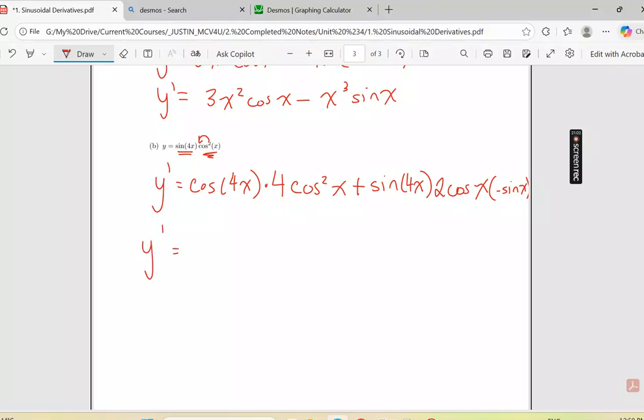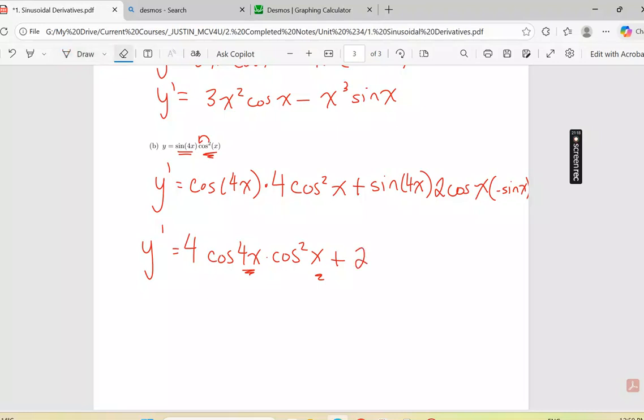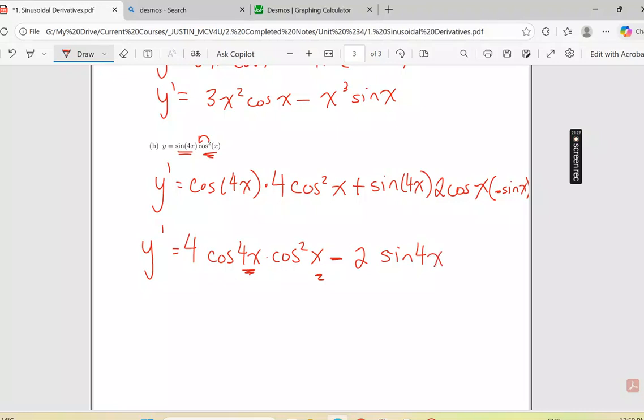Just got to simplify this to give me, I'm going to bring this 4 in front, 4 cos 4x times cos squared x. I can't group these two together because this is cos 4x and this is cos x. They're not the same thing. Plus 2, oh sorry, not plus, minus, because of the minus here. So minus 2 sine 4x cos x. And we're done.